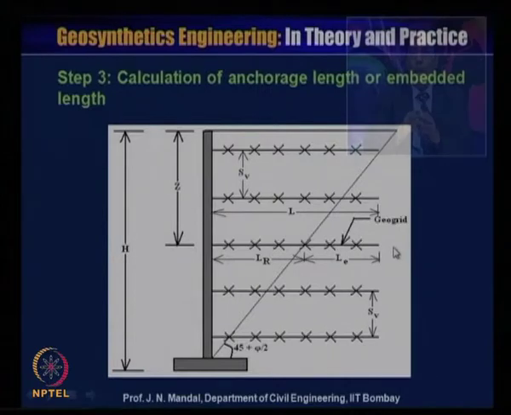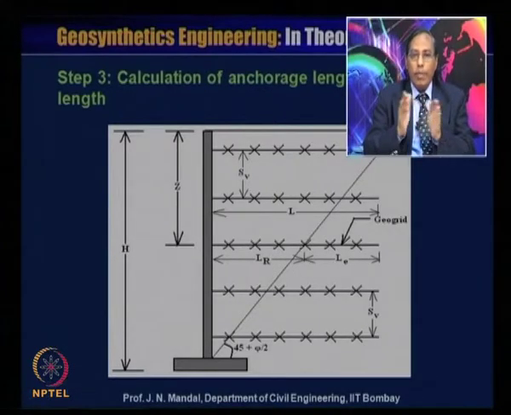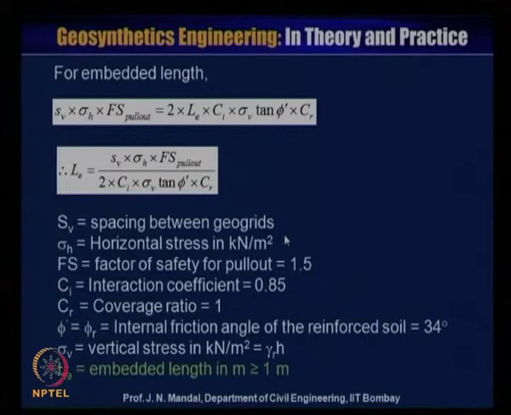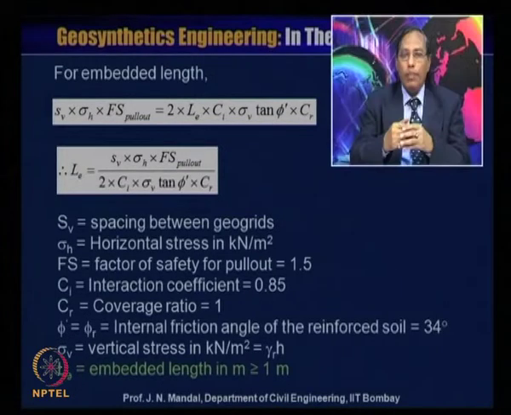Step 3, calculation of the anchorage length or the embedded length. Now, here this is the geogrid reinforced wall, and this is the length of the geogrid, and this is the embedded length, called LE, and this is the failure surface which makes an angle of 45 degree plus phi by 2. So, at any depth Z you can calculate the embedment length LE, and the spacing between two geogrids is SB. For the embedment length we know that SB into sigma H into Fs pull out is 2 into LE into Ci into sigma v tan phi dash into Cr.